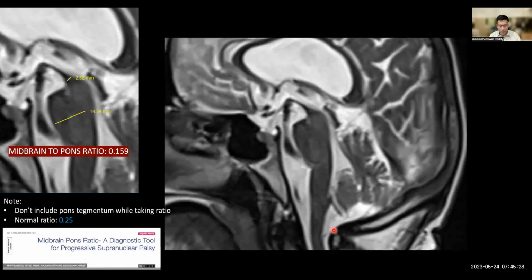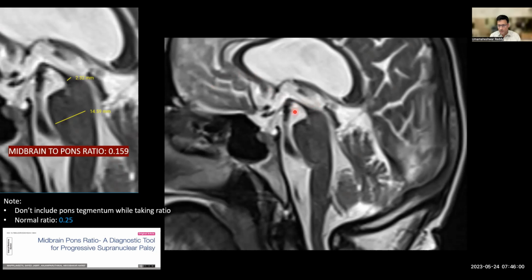And here the midbrain to pons ratio is one of the diagnostic points to diagnose a case of progressive supranuclear palsy. Here there is a clear atrophy and our midbrain to pons ratio is 0.15. What I would like to emphasize here is when your midbrain to pons ratio falls below 0.49, you should start suspecting PSP, and it is definitive or very clear cut when it is less than 0.25.